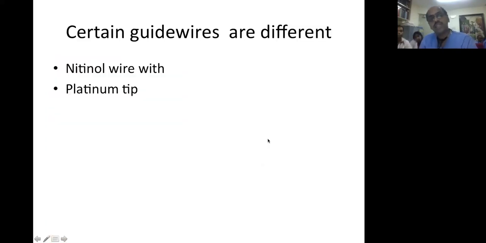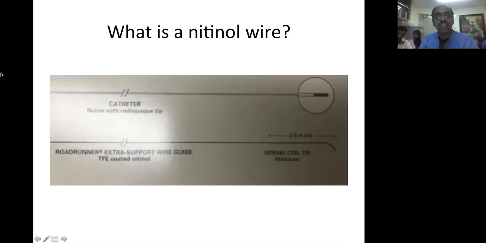All these guide wires are not like this. There are certain guide wires that are basically made up of a straight nitinol core with a platinum tip. For example, this is a straight nitinol core with just the tip alone made up of platinum. How will you identify these guide wires? Any guide wire that you are putting in the body and you find that the tip is extremely black in color, it is often a nitinol wire with a platinum tip. One of the classical examples is the Roadrunner wire.